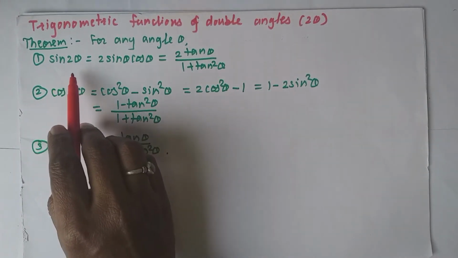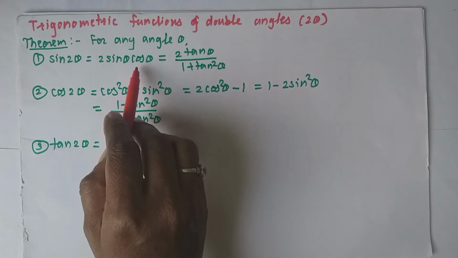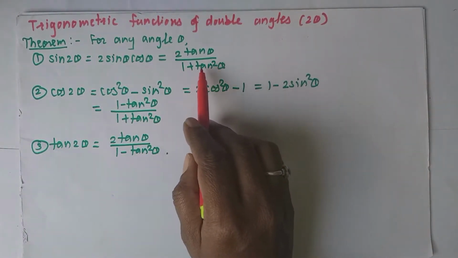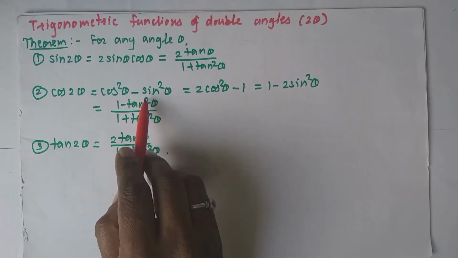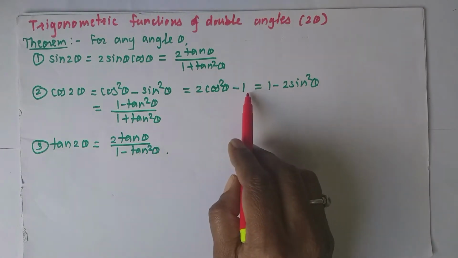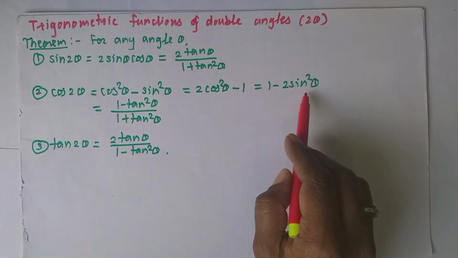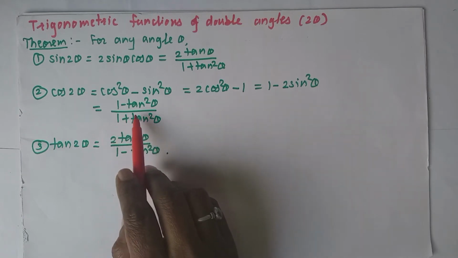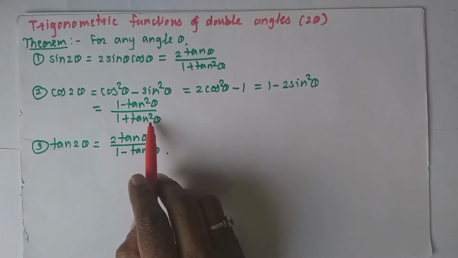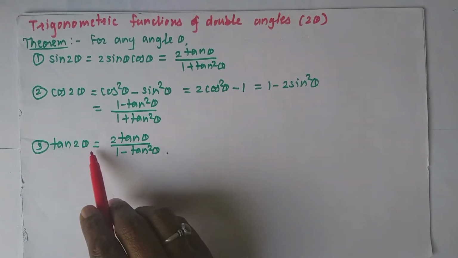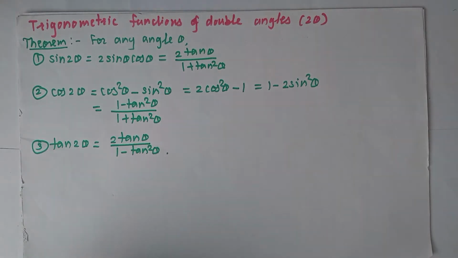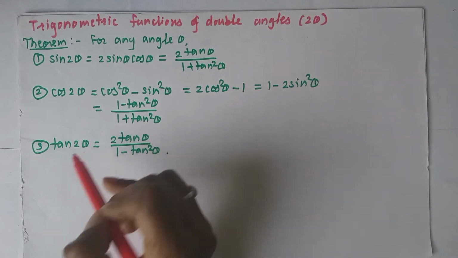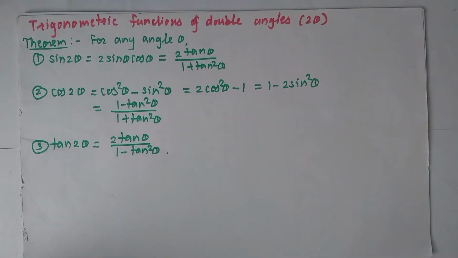We have to prove that sin 2 theta is equal to 2 sin theta cos theta, which is equal to 2 tan theta divided by 1 plus tan square theta. Second, cos 2 theta is equal to cos square theta minus sin square theta, which is equal to 2 cos square theta minus 1, which is equal to 1 minus 2 sin square theta. This is also equal to 1 minus tan square theta divided by 1 plus tan square theta. And third, tan 2 theta is equal to 2 tan theta divided by 1 minus tan square theta. These are the formulas of sin 2 theta, cos 2 theta and tan 2 theta, and we have to derive the proofs of these formulae. Okay, let's see one by one.